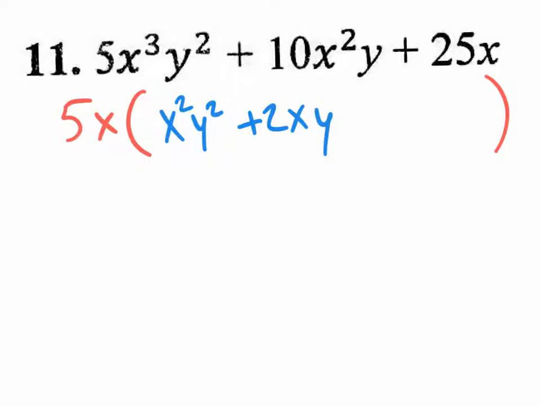Does that make sense? Yeah. Now the last term, 5X times what will get us a positive 25X? That's just plus 5. And we're done. Okay, we're done right there.